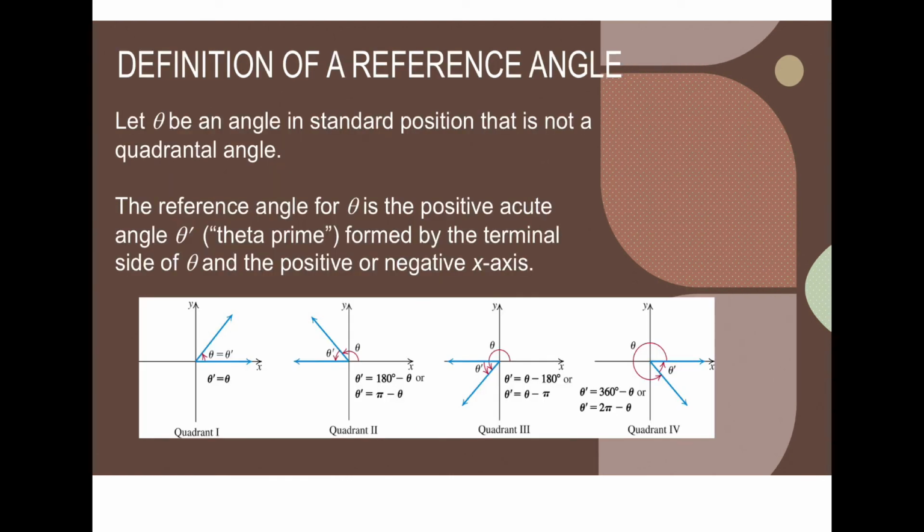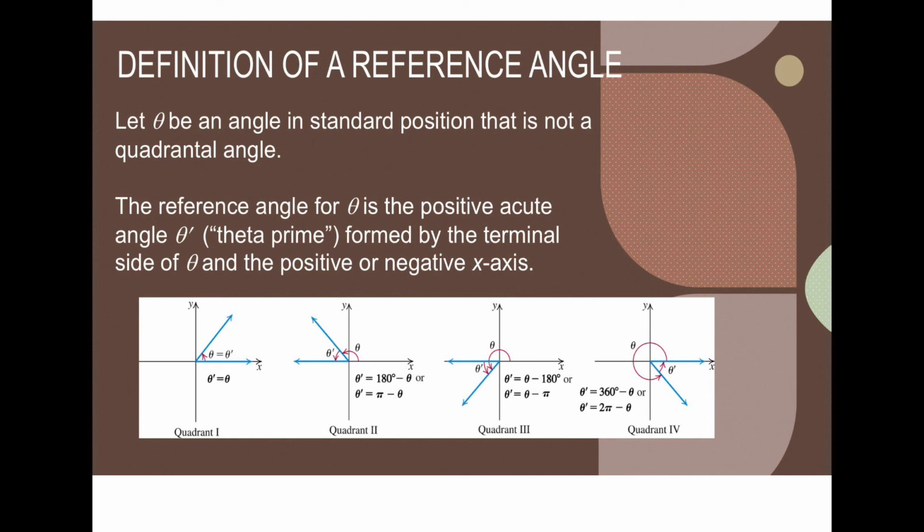Okay, let's put an official definition to what I was talking about earlier with the reference or reflexive angle. So if we let theta be any angle in standard position that is not a quadrantal angle, meaning it's not touching the axes, so the angle is not 90 degrees, 180, 270, 360, or 0 or anything like that. So it's not a quadrantal angle. The reference angle is the positive acute angle theta prime, formed by the terminal side of theta and the positive or negative x-axis. So like I said earlier, it kind of always goes back to the x-axis.